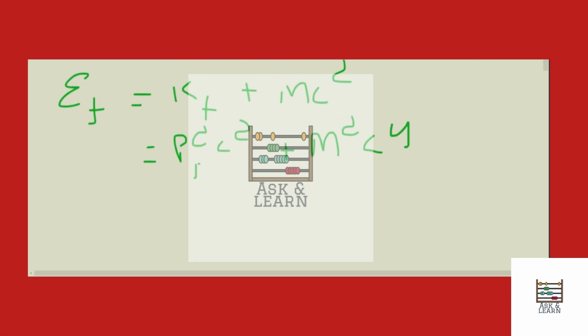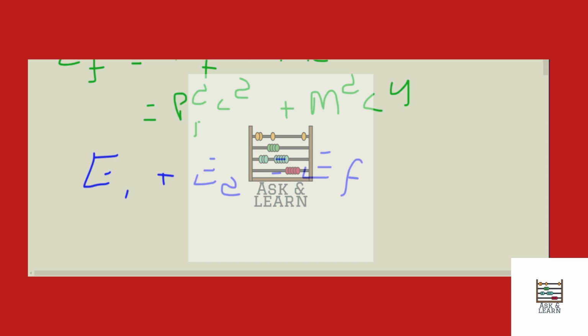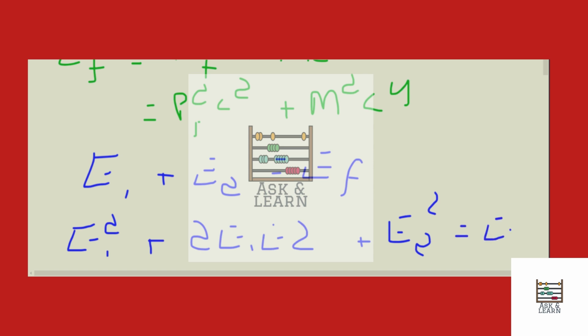By energy conservation, we can write E1 plus E2 is equal to EF. So, let's take the square of both sides of this equation. So we can write E1 square plus 2E1 E2 plus E2 square is equal to EF square.